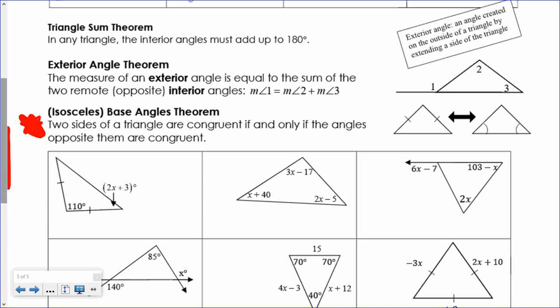This is called the isosceles base angle theorem. This is biconditional. Two sides of a triangle are congruent if and only if the angles opposite them are also congruent. So if you have an isosceles triangle and the two sides are congruent, that means these two angles are congruent, and vice versa. If you notice you have two congruent sides, then the two angles attached to those sides are congruent. Or if you have two congruent angles, then the two sides they're attached to are also congruent. So we're going to be using that to help us solve.